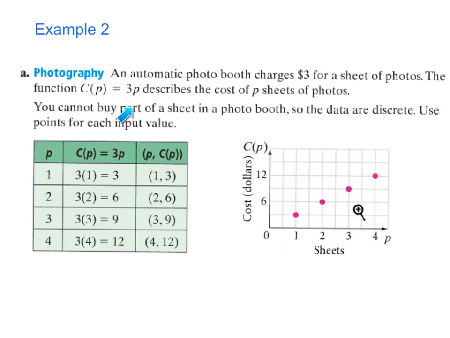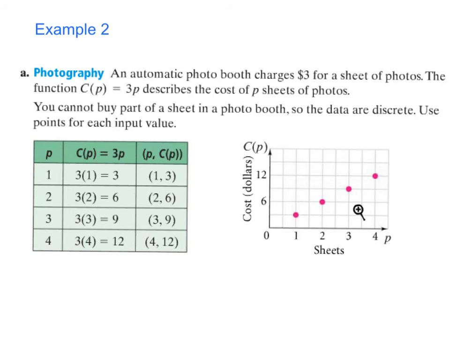You cannot buy part of a sheet in a photo booth. So the data are discrete. That's why we do not connect lines. You cannot go to a photo booth and buy 4.2 sheets of photos. You can only buy whole numbers' worth of photos. Therefore, a line is not going to represent your solutions.